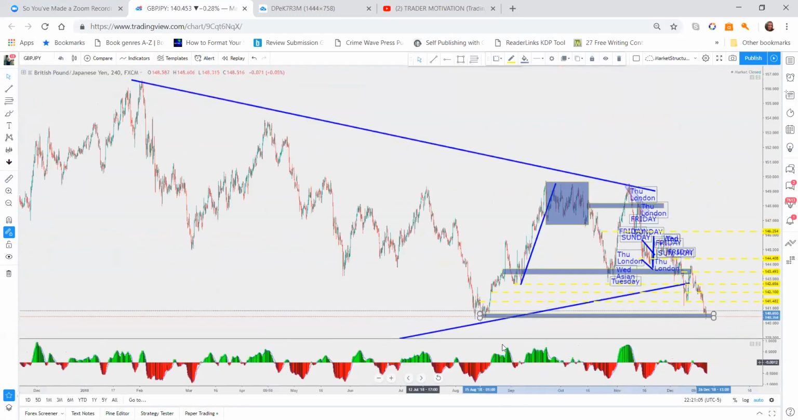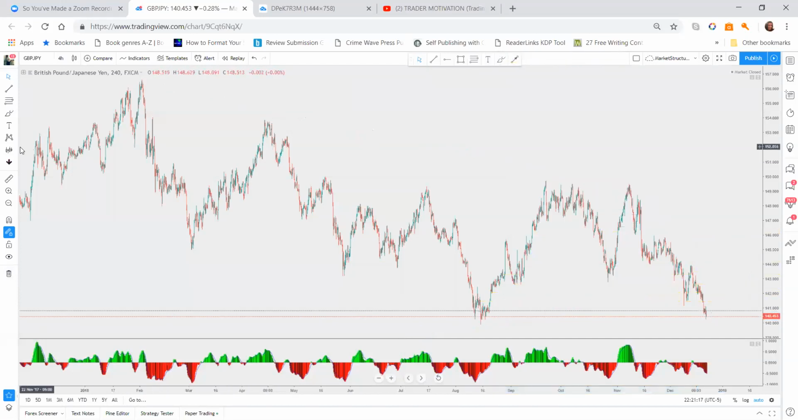So let's see what it's going to do now. It's at a major reversal zone. But you see how it had been trading into a channel. I hate to take all this off, but here, let's do it.